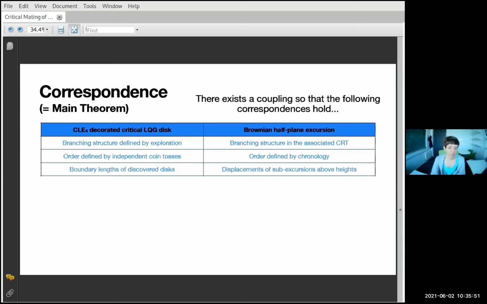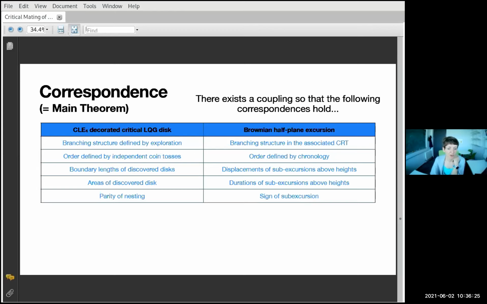Okay, and importantly, two observables you can look at in the CLE4 decorated critical LQG disk are the boundary lengths of discovered disks and the areas of discovered disks, as measured, sorry, when I say disks, I should probably say loops, as measured by the underlying Gaussian free field. These are going to correspond in the Brownian half-plane excursion picture to the displacements of sub-excursions above heights and the durations of the sub-excursions above heights. Okay. And in fact, there are a few other correspondences that I will very briefly mention.